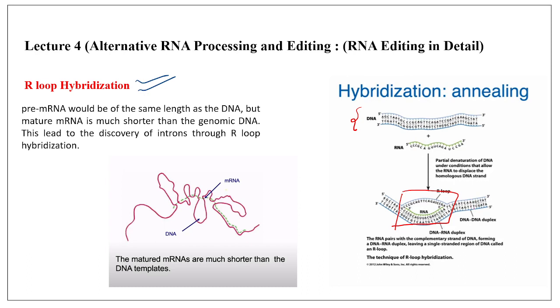Here it is DNA. This is also DNA. This is also DNA. Here this is DNA and this is RNA. So there is a formation of a DNA RNA duplex. This is known as the R loop. So what is written over here? The RNA pairs with the complementary strand of DNA, forming an RNA DNA duplex and leaving a single stranded region of DNA, which is called the R loop. This is your R loop. This single stranded region of DNA describes the R loop.